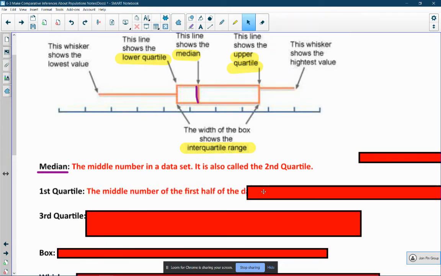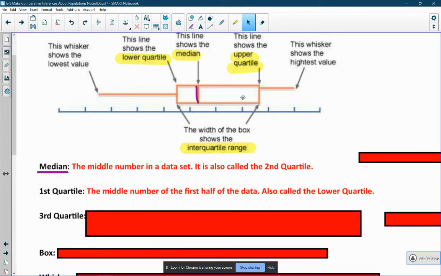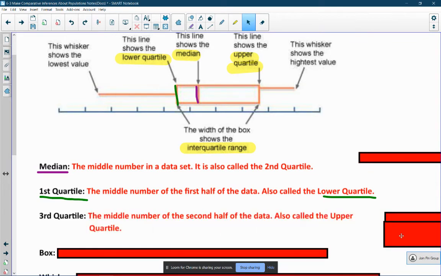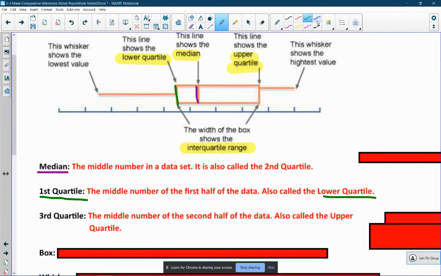Okay, the first quartile is the middle number of the first half of data. I'll use a green line for that. First quartile, also called the lower quartile. The third quartile then, that's the last line in the box, the outside right of the box. Let's use blue for that. The third quartile is the middle number of the second half of data, also called the upper quartile.